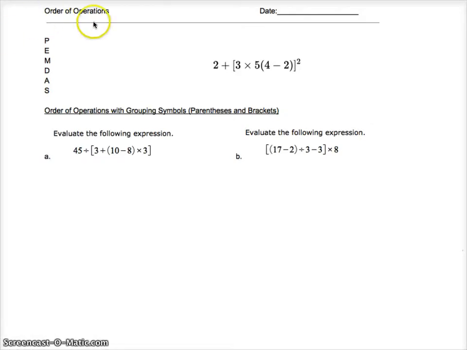Just a quick refresher, order of operations is the order in which we do our math so that we can accurately get the correct answer. And it goes in the order of PEMDAS, which is parentheses and brackets, exponents, multiply, divide, add, and subtract.